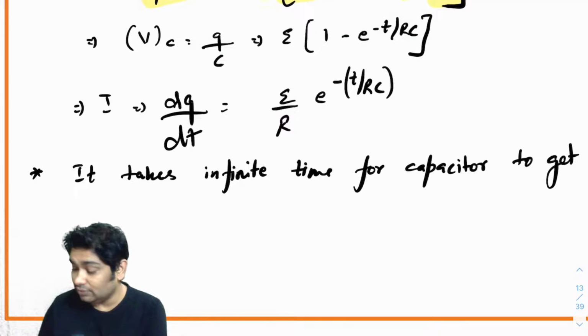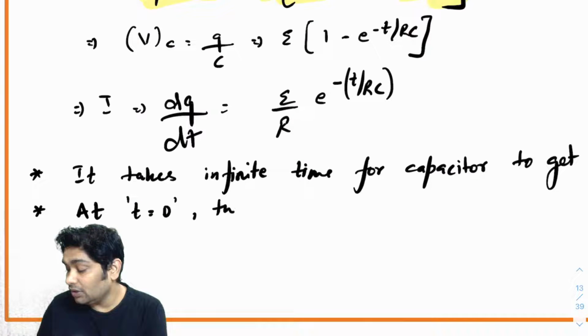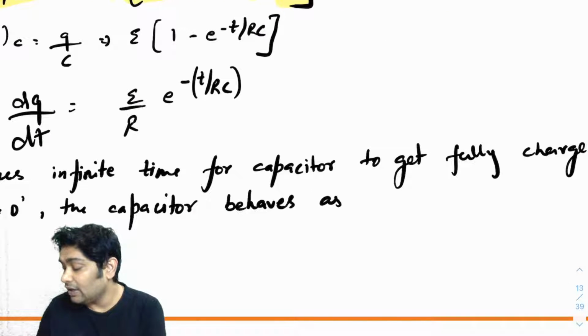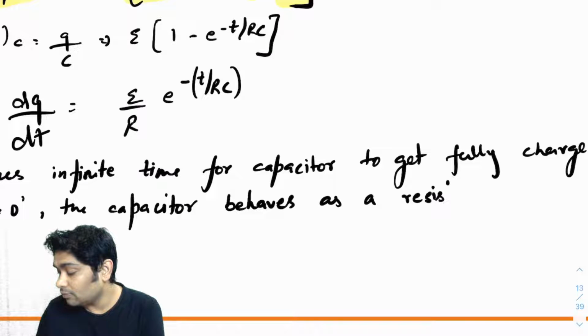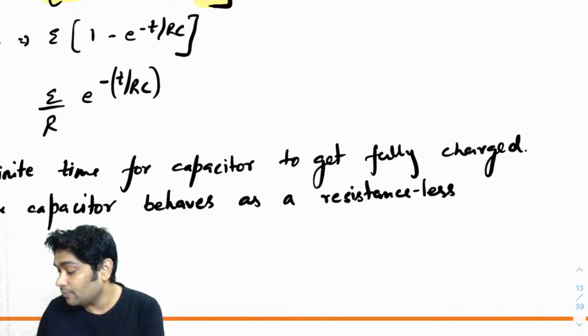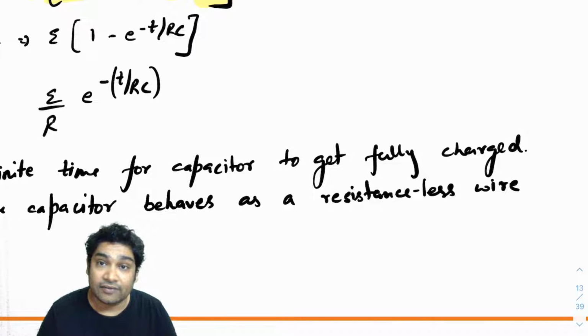At t equals 0, the capacitor behaves as a resistanceless wire. That is how I can see the current in the circuit flowing.